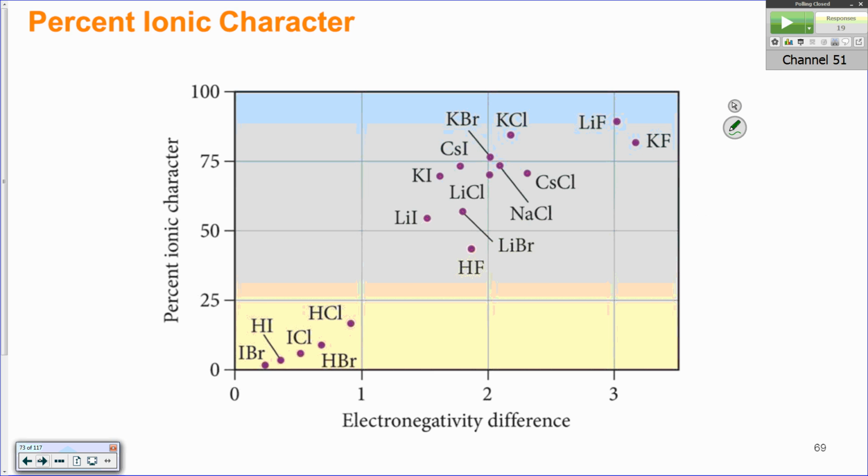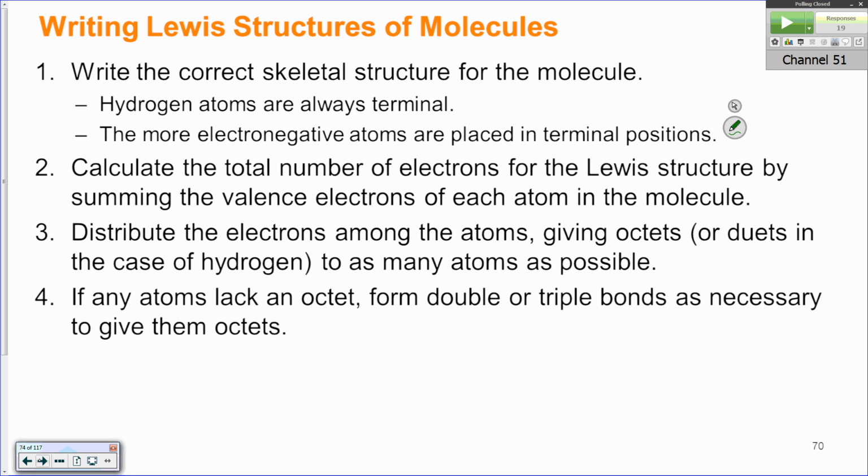Okay, let's look at the next one we had. So this is material that I've already showed you. We're going to go over writing Lewis structures again. A lot in some of the sample problems that we're going to work at the end of the chapter. These are just the general rules that we talked about in the video. So you write the correct skeletal structure. Sometimes you don't know if it always is correct, so sometimes you have to take some guesses at it.